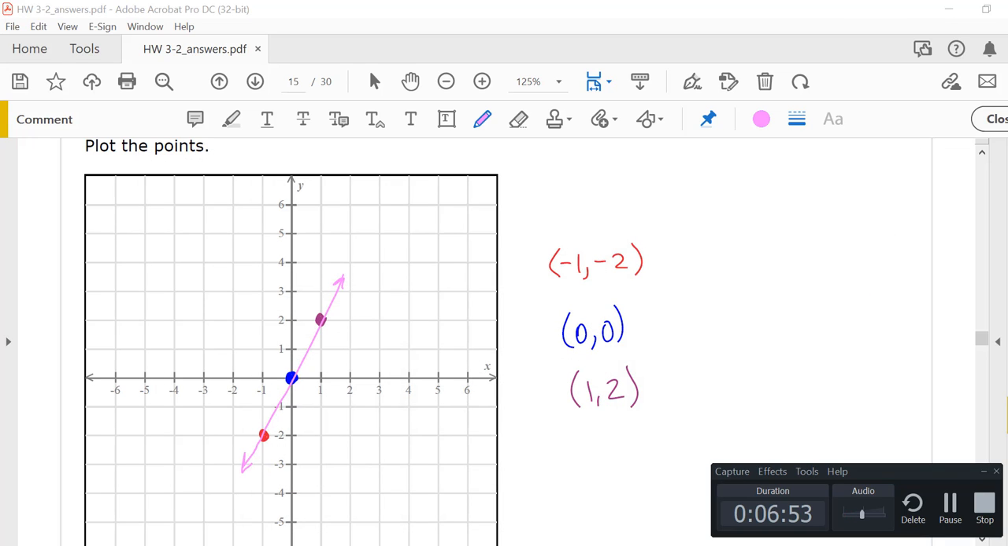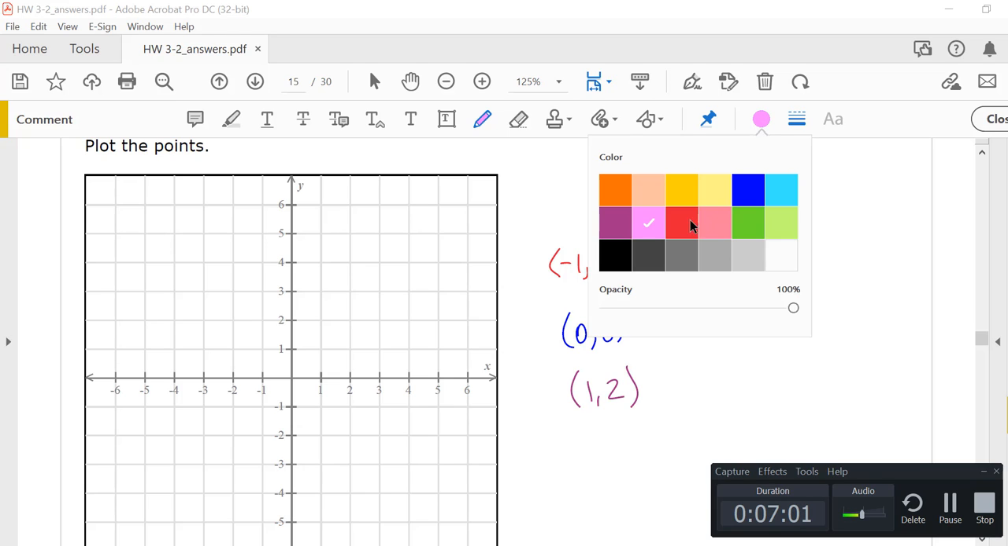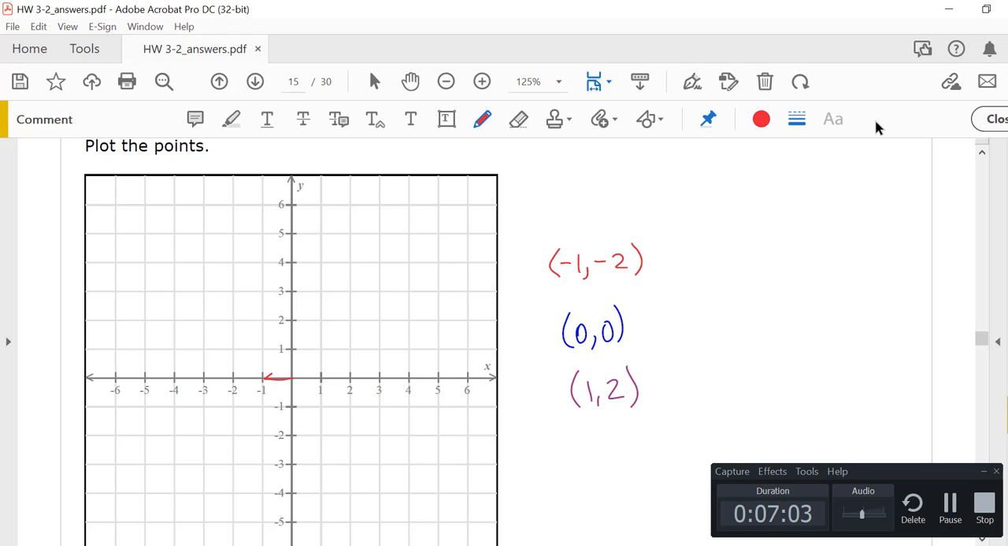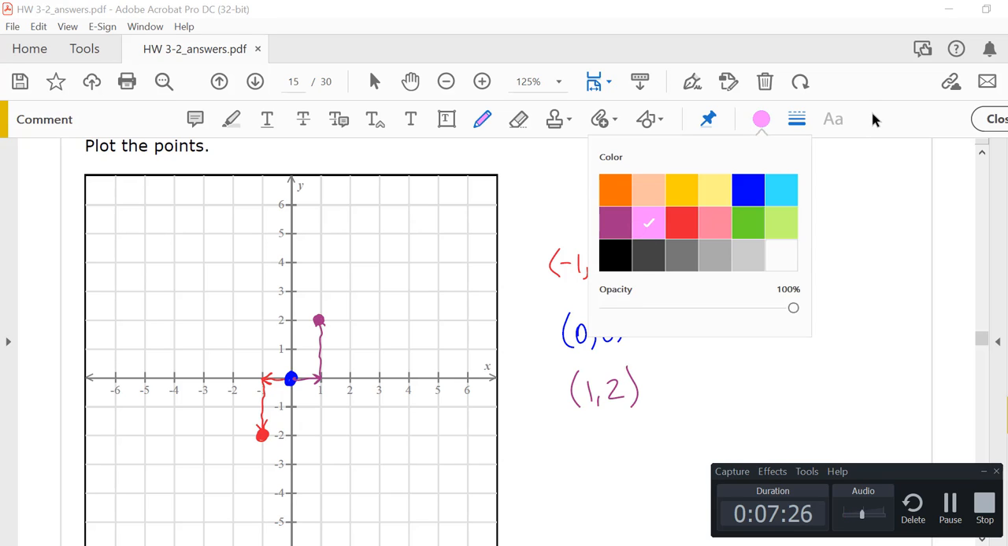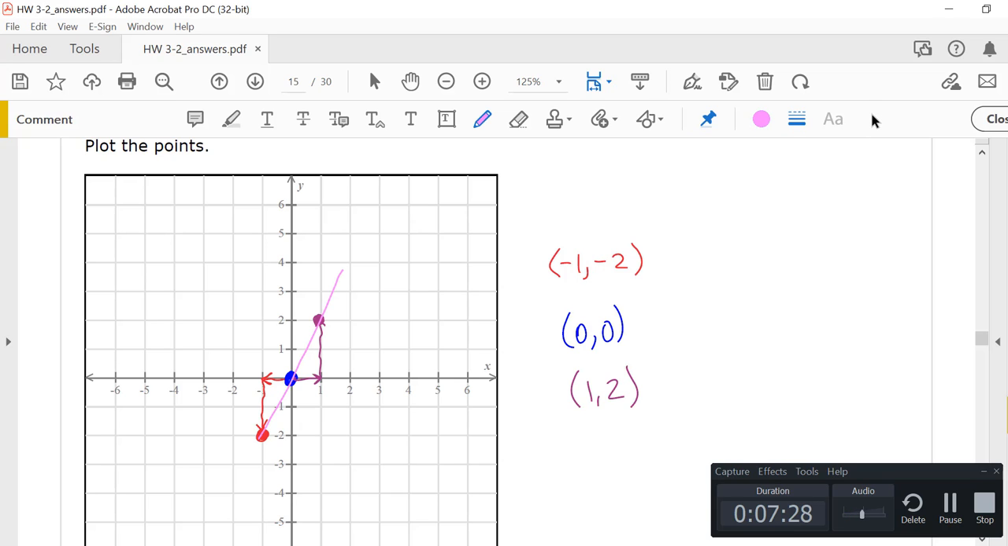I don't think I graphed those with you guys. So hold on. Okay, if I want to go -1, -2, I'm going to go left 1 and then down 2. So that point is here. For 0, 0, that's the origin. And then for 1, 2, I'm going to go right 1 and then up 2. So my third point is right here. So the line that goes through those 3 points is right there.